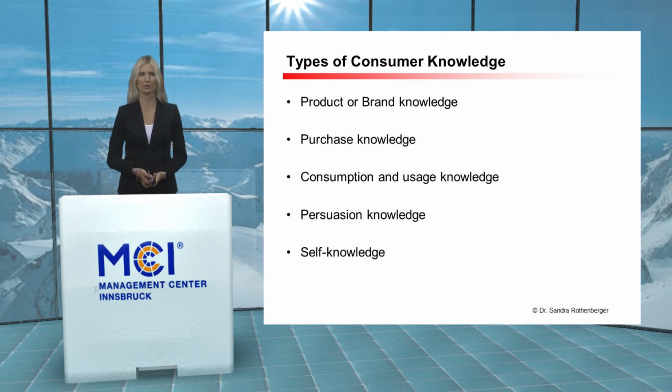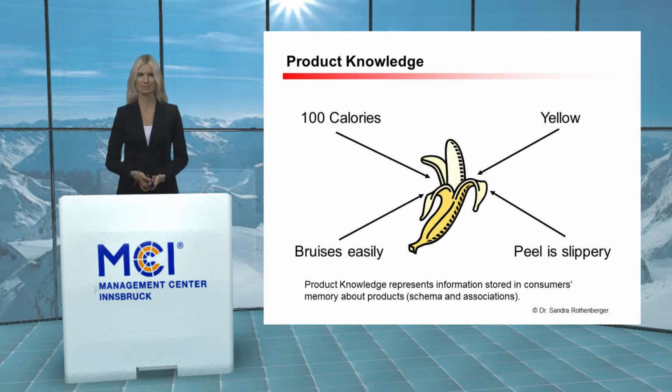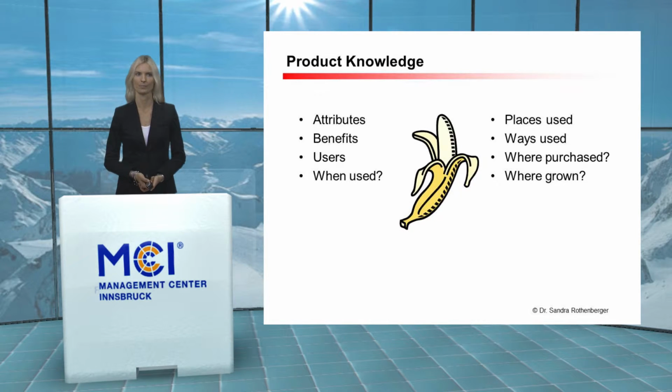When we talk about product knowledge, please look at this banana. Please give me some associations to this banana. It might be calories, the color yellow, it bruises easily, or the peel is slippery. You can give me attributes, benefits, users, places used, ways used, where purchased, where grown, when used, about this product, banana.